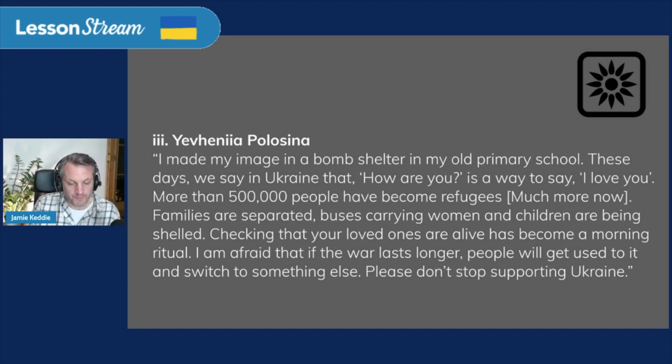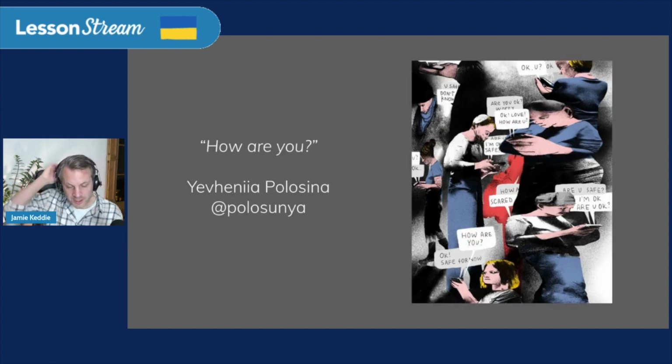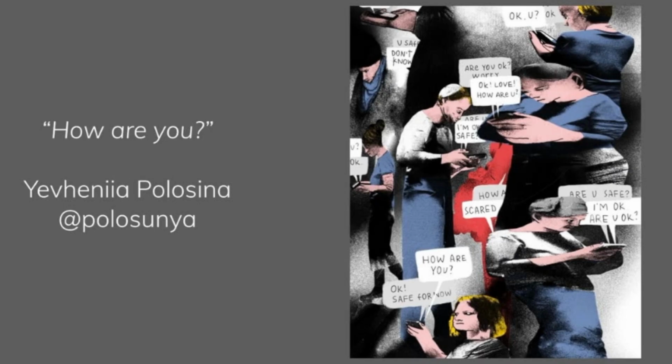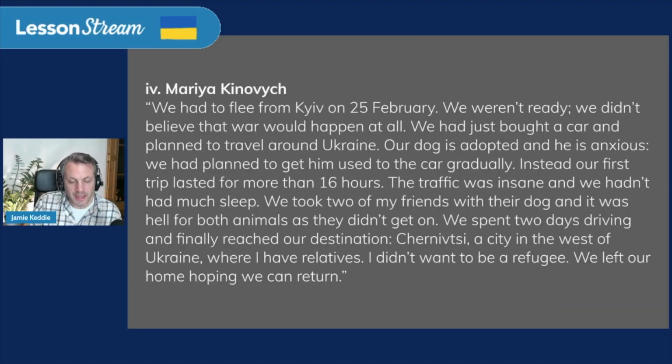Let me show you Yevgenia's photograph. I'm still not sure if I pronounced her name correctly. There's this sort of collage of everybody on their mobile phones, which we do all the time, but this is so different, isn't it? The last one, Maria: we had to flee from Kiev on 25th February. We weren't ready. We didn't believe that war would happen at all.